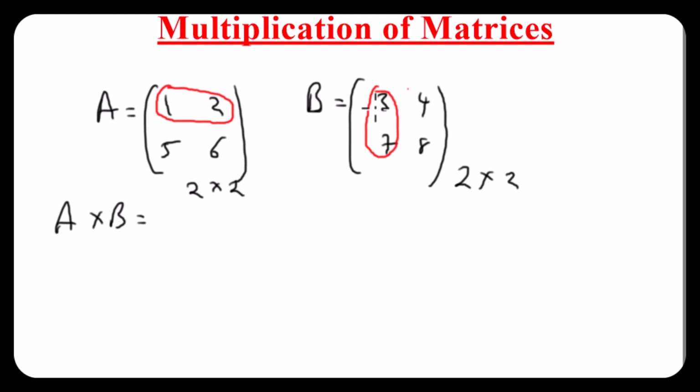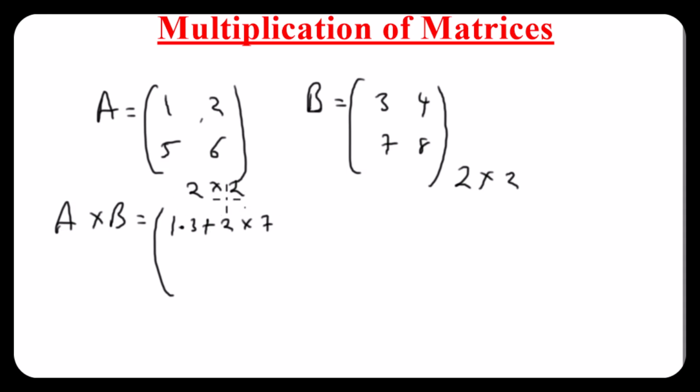Multiply the second row with the first column, and multiply the second row with the second column. So that's what we want to do during the course of our multiplication. So what do we do? We simply take a big bracket. So this becomes 1 times 3, plus 2 times 7, and I'm done with the first element in my resulting matrix.